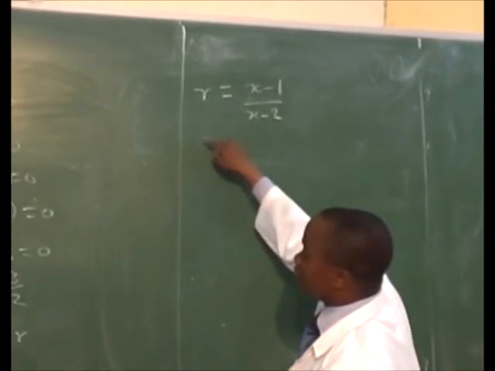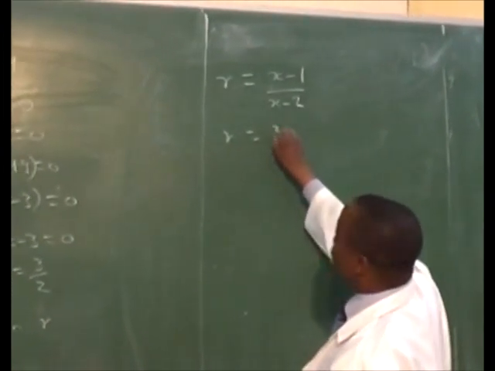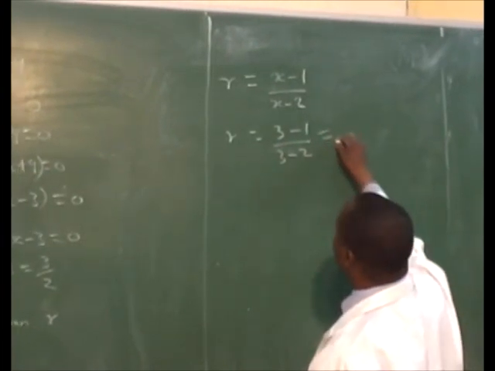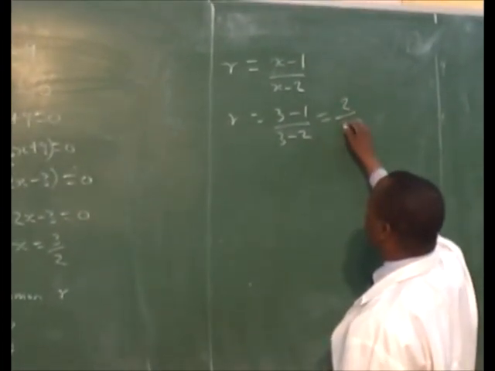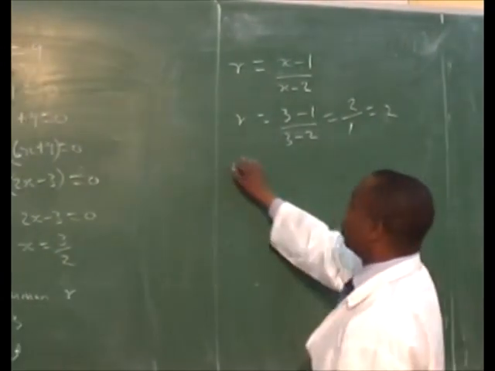So when x is 3, you see R will be equal to 3 minus 1 all over 3 minus 2, which is equal to 2 all over 1, and it is equal to 2. So R is 2.